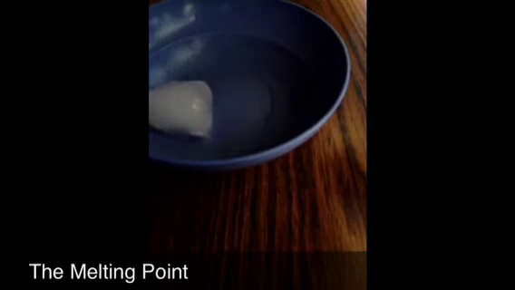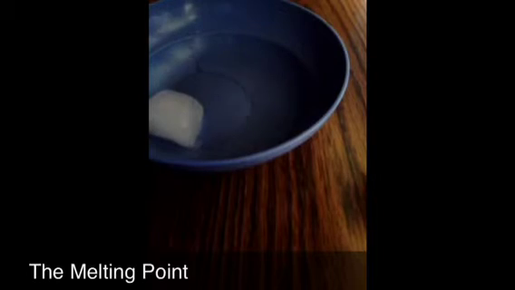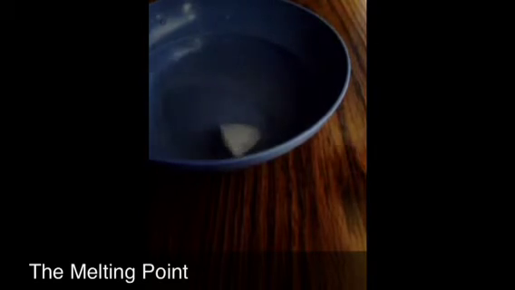In this example, we are displaying the melting point. We have a piece of ice, and we have sped up a video of it melting to show you how the solid turns into a liquid. As you can see in the bowl, you can see more and more water form, so the ice gets smaller.